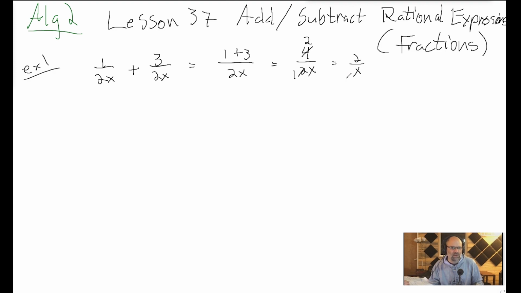And then what does that little alarm going off in your head tell you? Drew? X can't equal 0. Nice! That's what I love about you. You always tell people what they can't do. That's what Drew does. So X can't be 0.